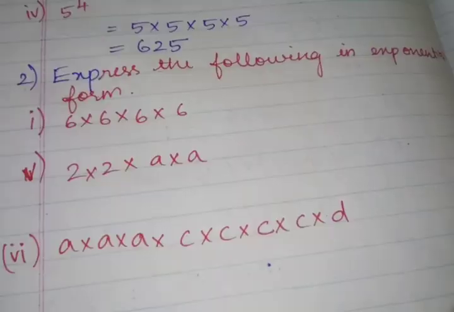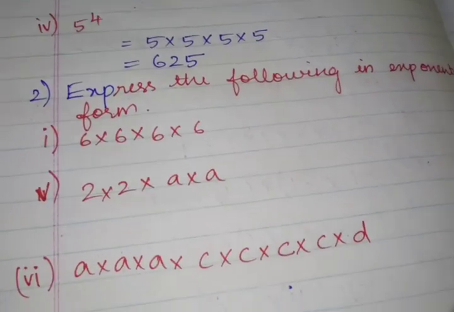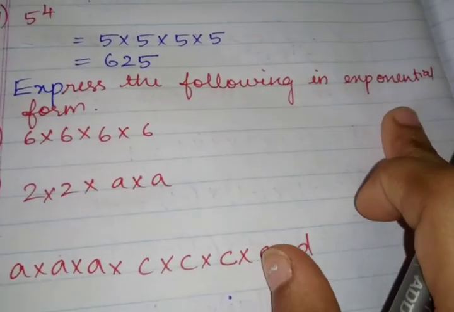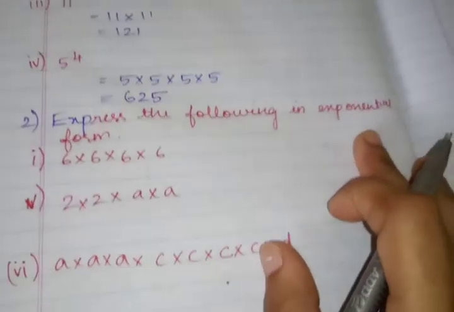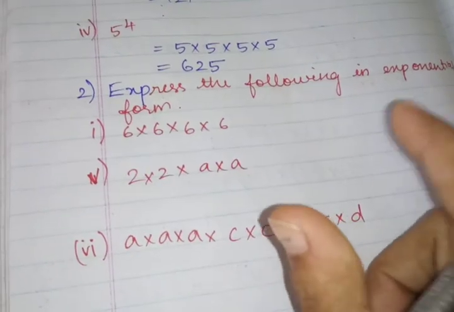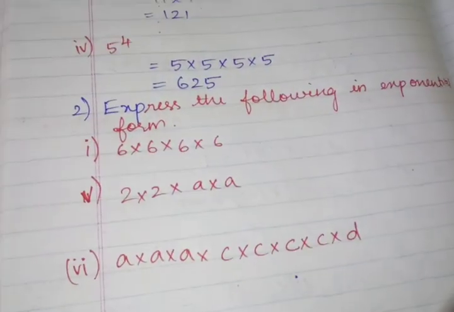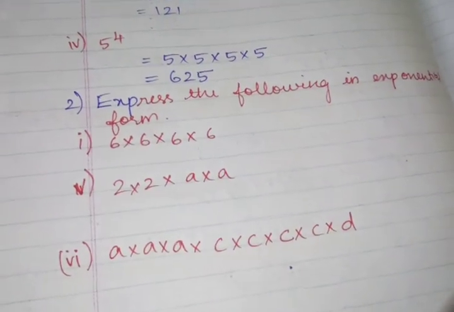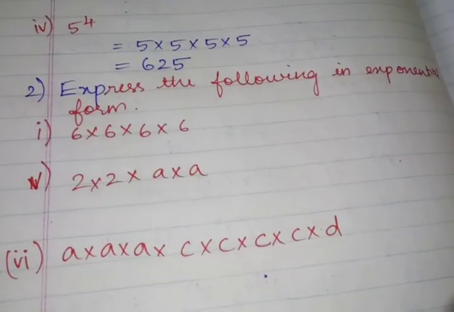Next is your second problem. Express the following in exponential form. What is this form? This is one expanded form. We should write those numbers with some base and some exponents. Like that you should write it.